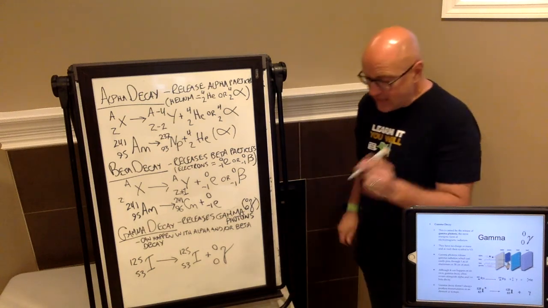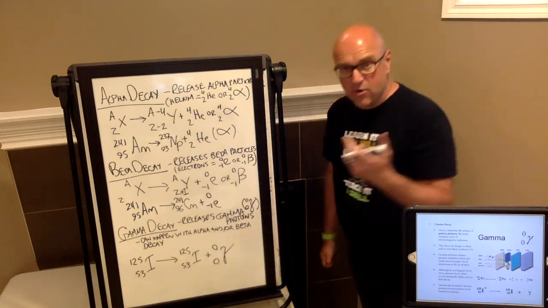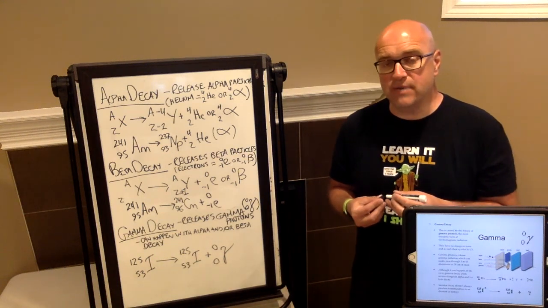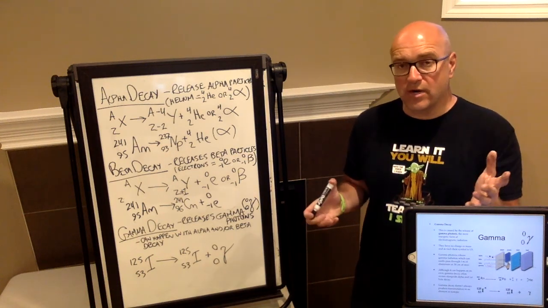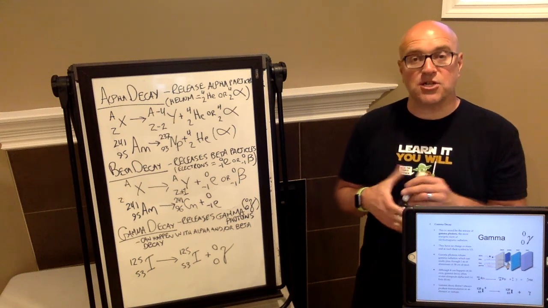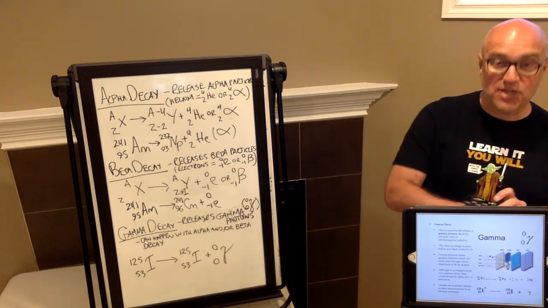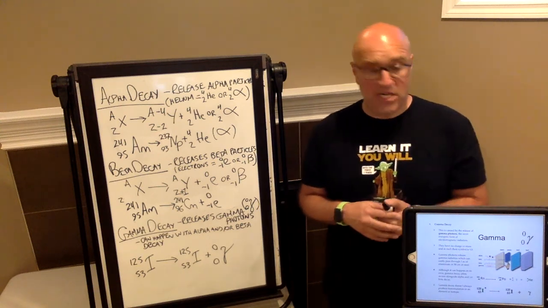Now, the good news is the gamma symbol has a 0, 0, so it doesn't really factor into balancing out the equation. But if a gamma decay reaction occurs on its own, you're not going to see the change of the isotope. The isotope will actually stay the same. It's not going to change at all.